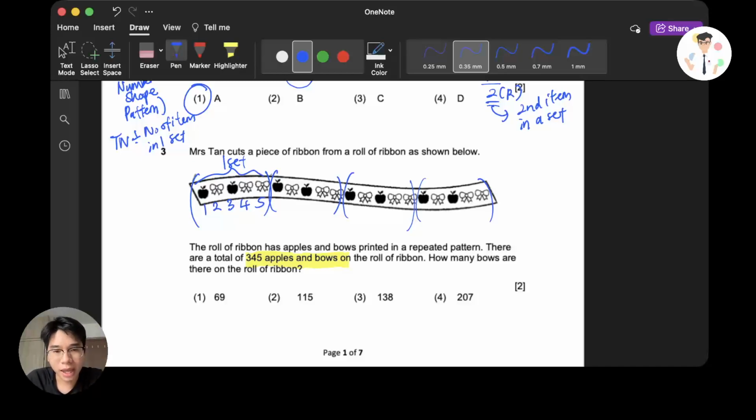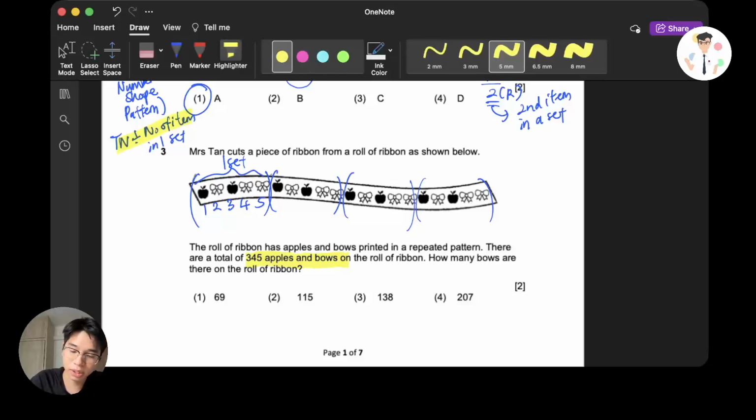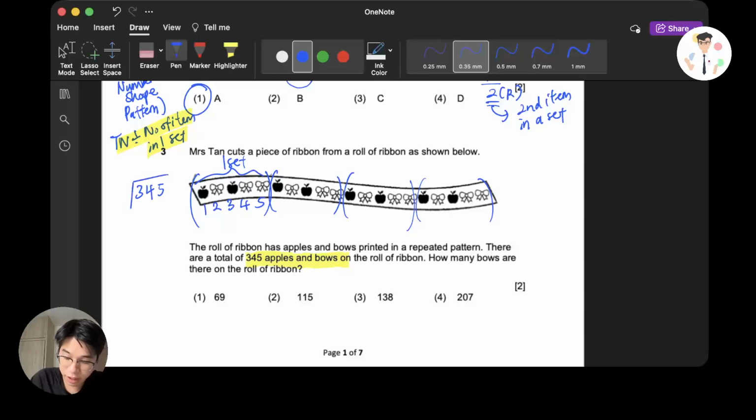So the same thing, what I am supposed to do is to use 345 divided by the number of items in one set. That is exactly the formula here, right? So let's try to divide 345 by 5. So 6 times 5, 30, 45, 9 times 5, 45. Now, unfortunately, we don't have any remainder. And perhaps this question is slightly different from what we have above, right? This question is asking how many bows there are in that roll of ribbon that has 345.